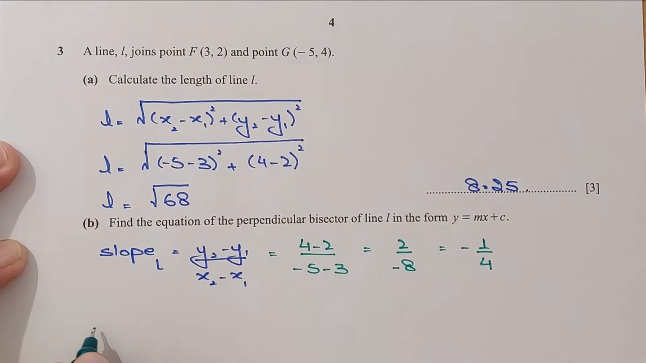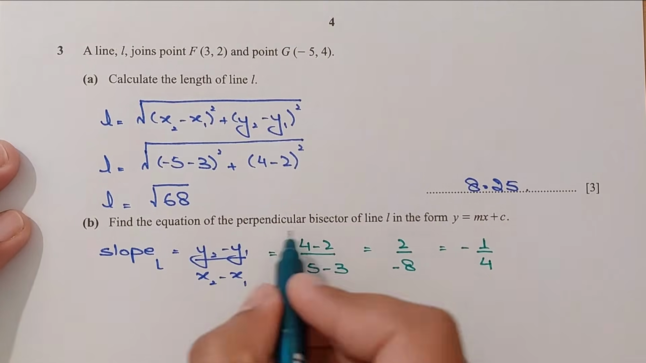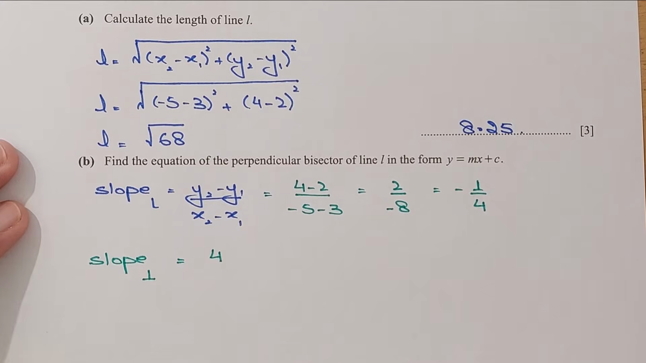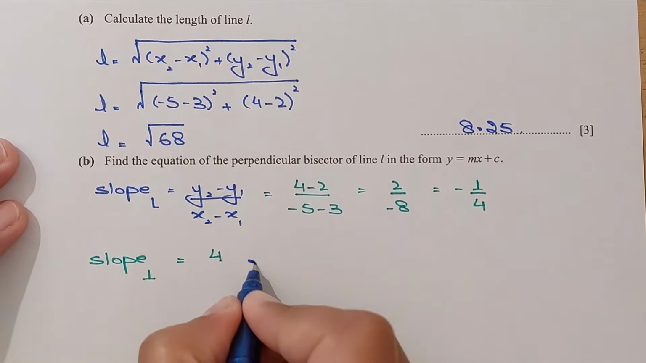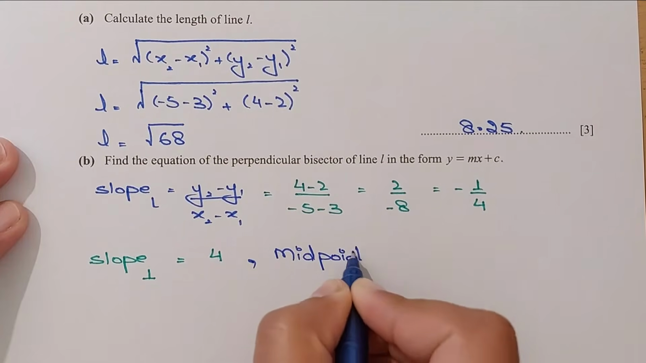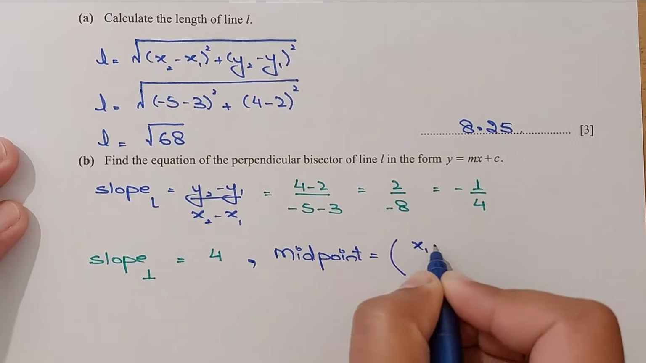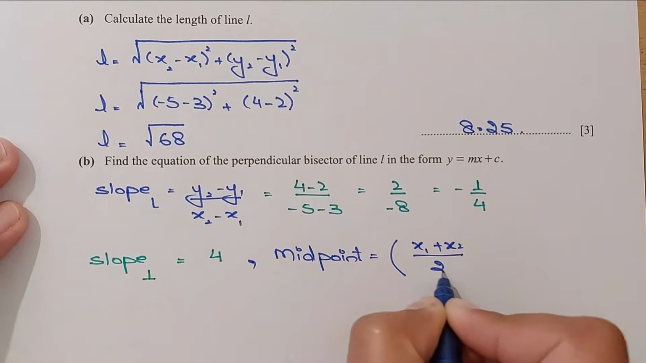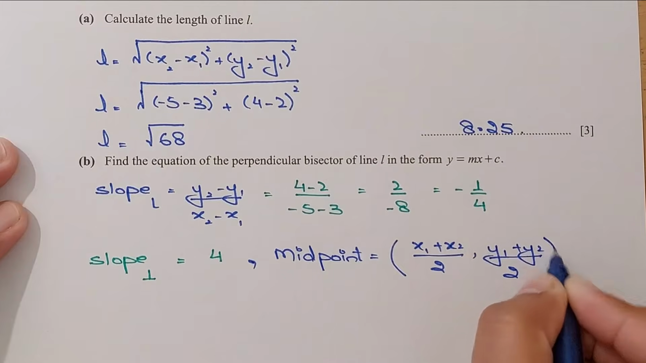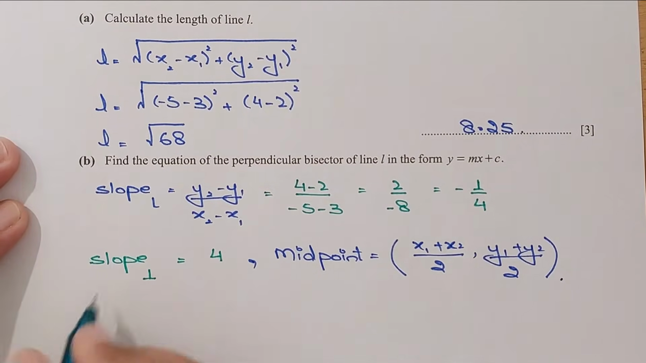Now we also need the slope for the perpendicular bisector. So the slope of the line that is perpendicular to L is the negative reciprocal of minus 1 by 4, that is equal to 4, right? And the next thing we need is the midpoint as well. So the midpoint has the formula x1 plus x2 divided by 2 and y1 plus y2 divided by 2, right? Okay, now let me find the midpoint.